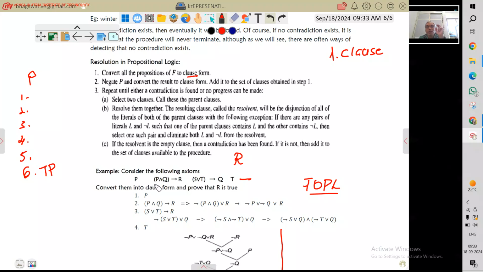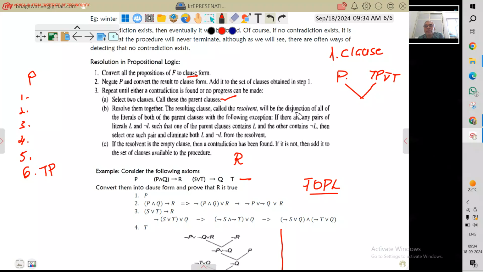After doing all this, you select 2 clauses, which we call parent clauses, then resolve them together, and the resultant clause is called the resolvent clause. For example, say you have one clause P, and another clause, negation P or T. These 2 are the parent clauses. When you resolve these 2 clauses, you get a resolvent.